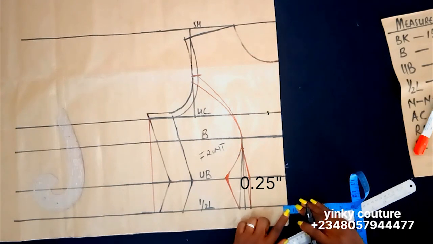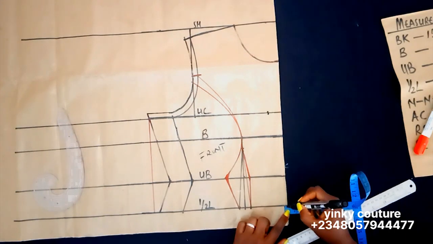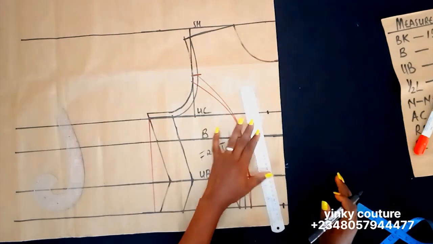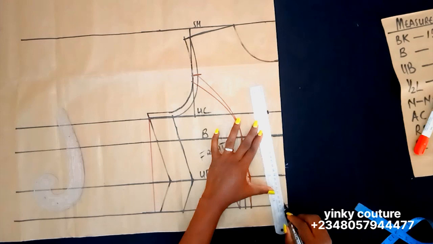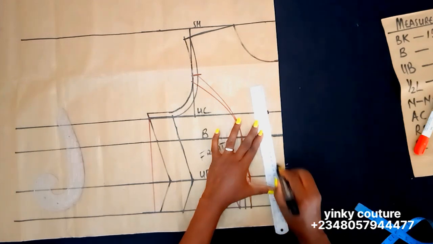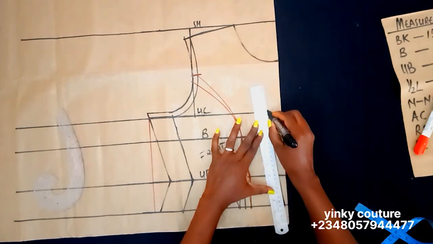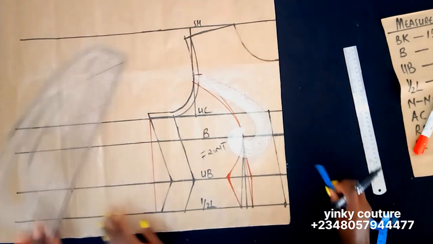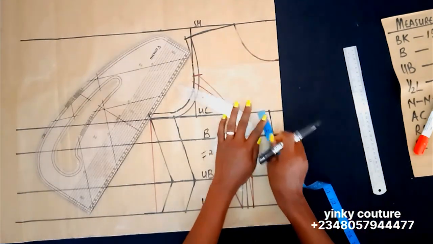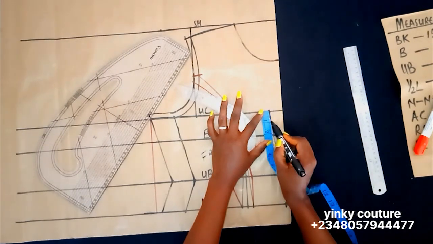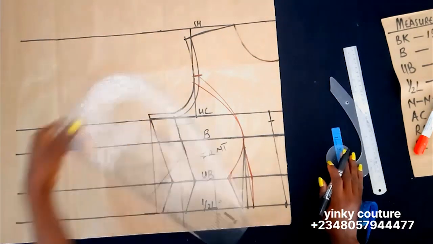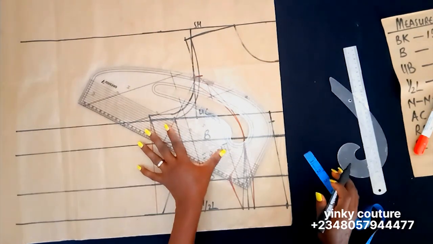So I'll connect it like so. 1 inch upward and half inch down. So I'll now connect it to the mid armhole like so. I'll come down from here by 1 inch so that the connection will be perfect and it won't be sharp. So I will look for the ruler that I can use to perfect that. So I will use my pattern master, then connect it to the mid armhole like so.